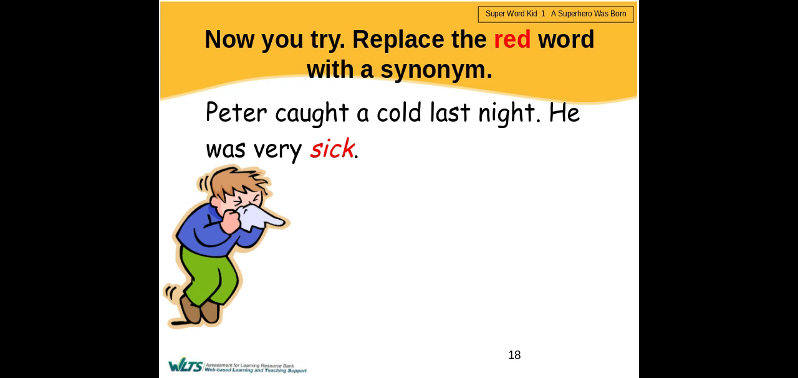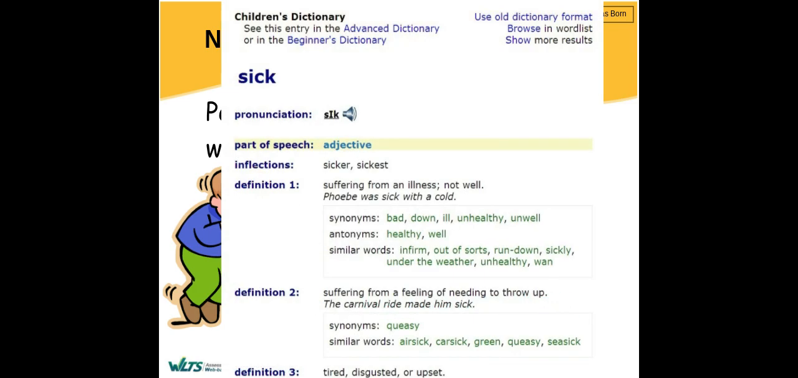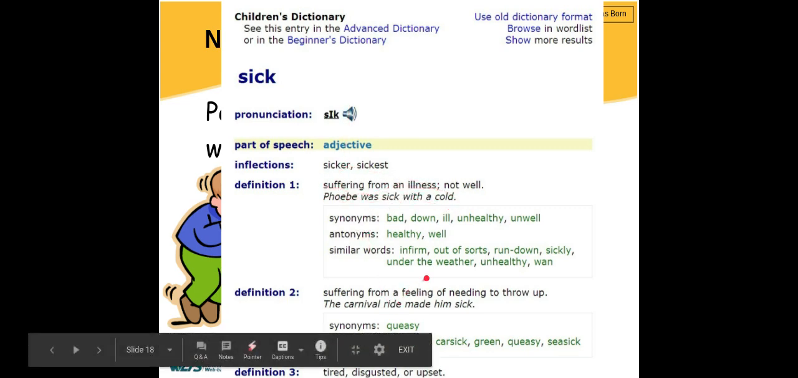So, now we're going to try this. We're going to replace the red word with a synonym. Peter caught a cold last night. He was very sick. Well, we're going to look up the word in a dictionary. And as you can see, it's an adjective. Definition: suffering from an illness, not well, suffering from a feeling of needing to throw up. Well, which of these meanings sound like what we're talking about? According to the sentence, I would go with suffering from an illness and not well.